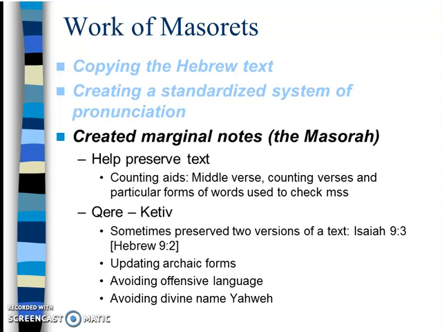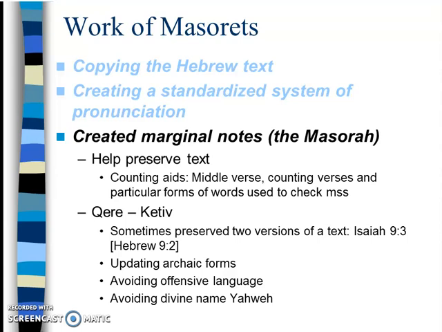So a scribe could go back after finishing a manuscript and count all the verses to see if he has the right number, and count the verses before and after the middle verse to see if it is in fact in the middle. And there'd be counts of particular forms of words, especially less common forms, as an aid of checking manuscripts.